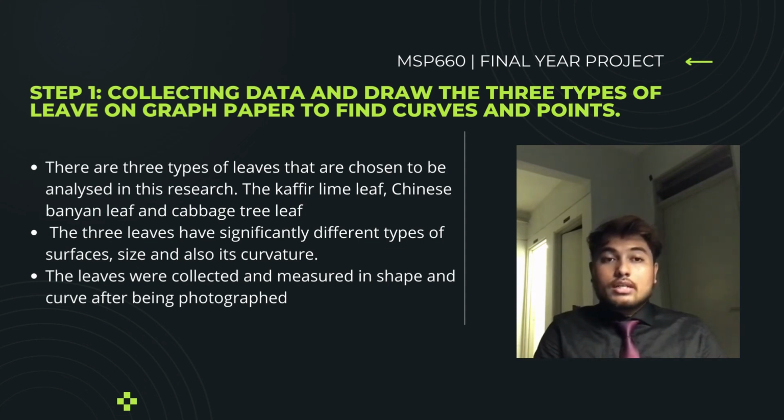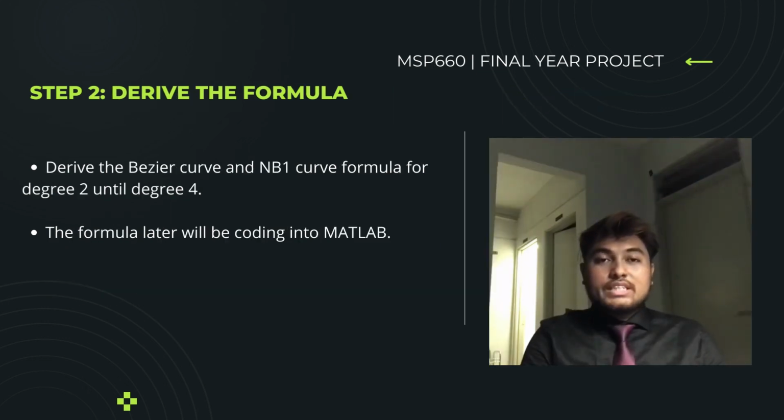The leaves were collected and measured in shape and curve after being photographed. Leaves were photographed on the graph paper. This method was used to define the curve of the leaf. In addition, that method helps a lot in the sketching process, so it will turn out the best structure of the leaf. Step 2 is to derive the formula.